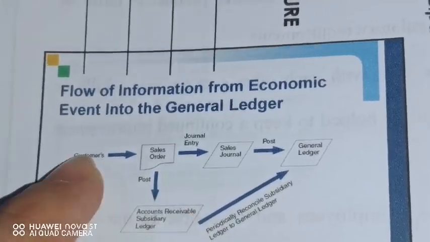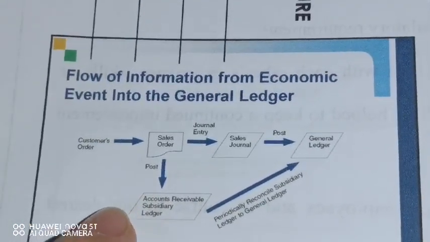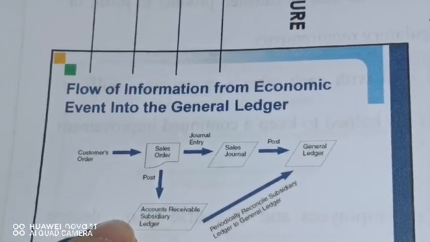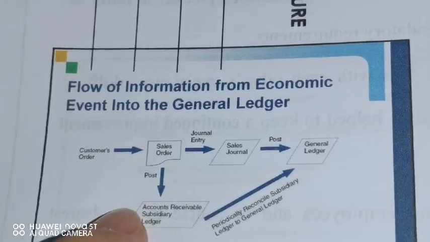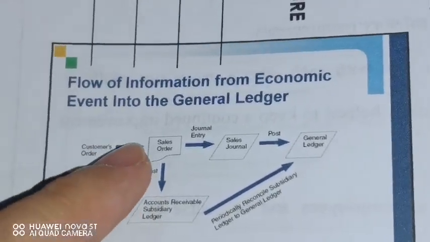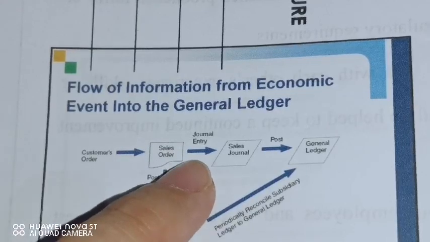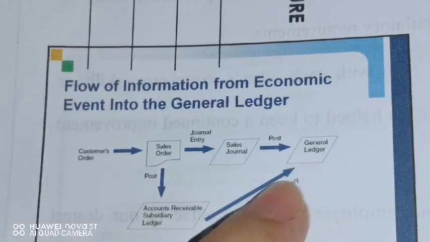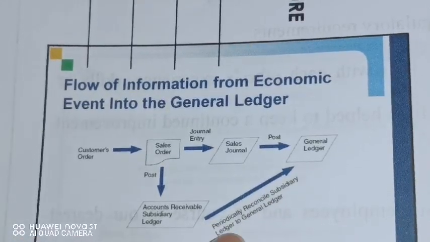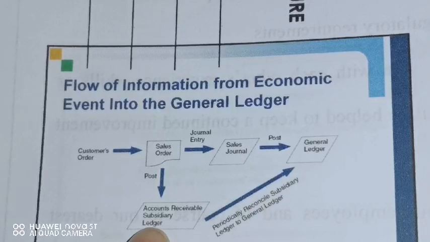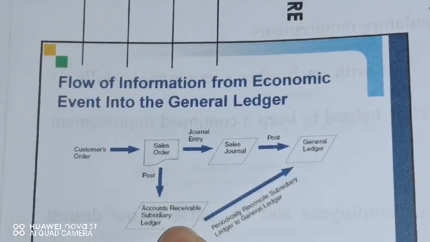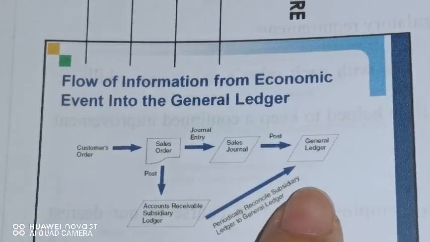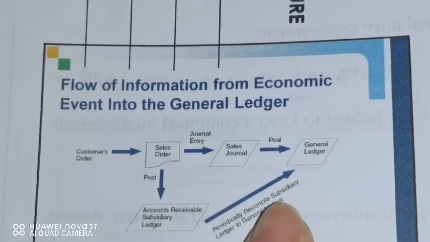So, from the sales order, ipopost naman yan sa accounts receivable subsidiary ledger. For example, si customer A. Ayan, so i-update yung AR niya sa subsidiary ledger. Tapos yung sales order niya naman, gagawan niya ng journal entry sa sales journal. And then ipopost naman siya sa general ledger. So the general ledger, ito naman yung saan papasok yan? Ang general ledger dyan is the accounts receivable, di ba? Yan, periodically reconcile subsidiary ledger to general ledger.